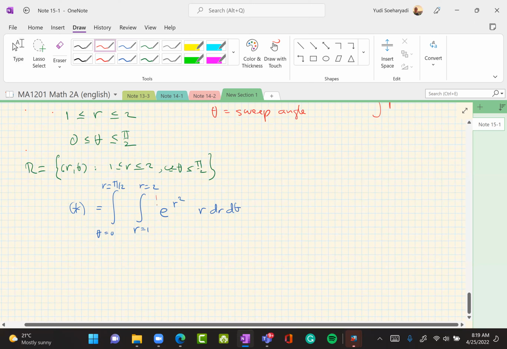Okay, so observe this one. You see r here is 1/2 of the derivative of r squared. So using substitution, you can see this is 1/2 e to the r squared, r equals 1 to r equals 2. There you go.